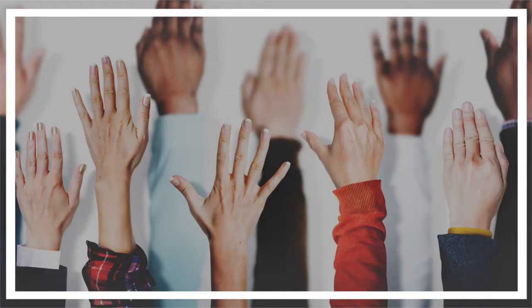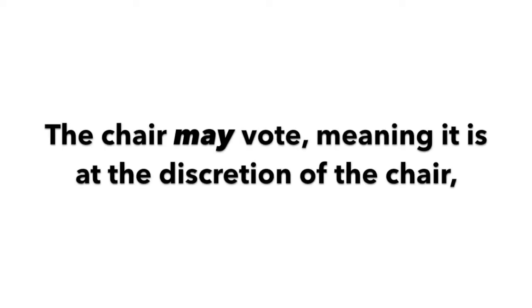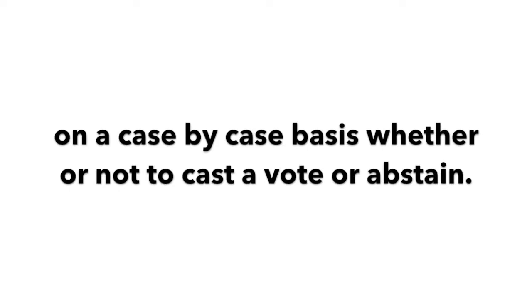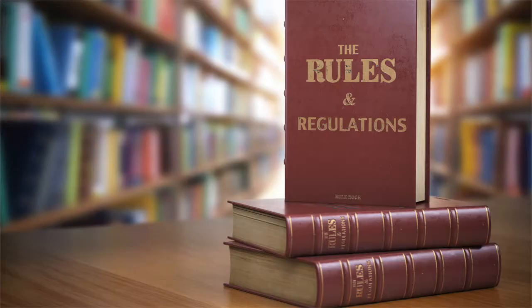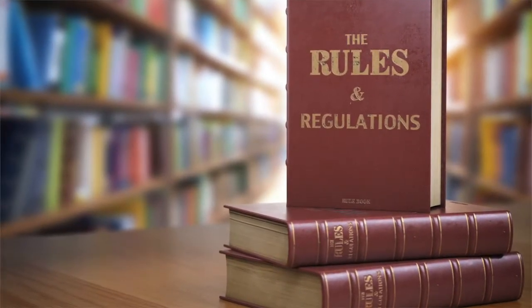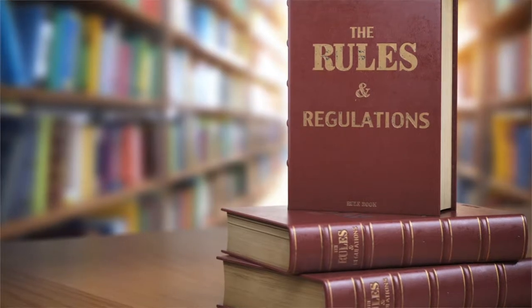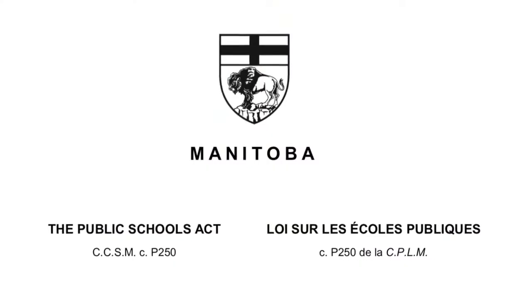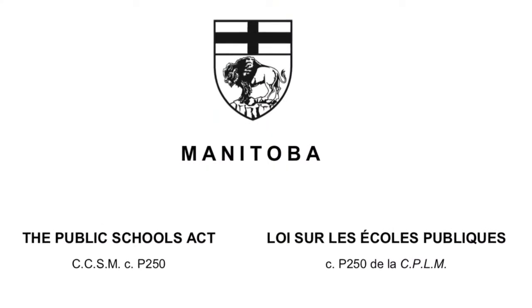It's also worth noting the wording that the chair may vote, meaning it is at the discretion of the chair, on a case-by-case basis, whether or not to cast a vote or abstain. This means that a procedural bylaw that either requires the chair to vote or prohibits the chair from doing so is in contravention of the Public Schools Act and should be revised.